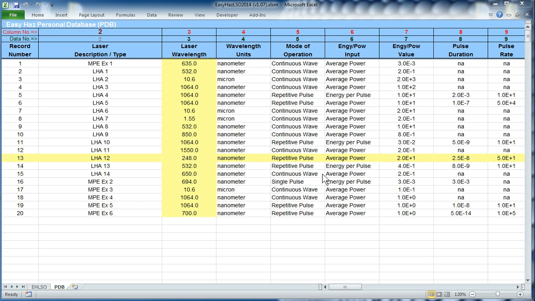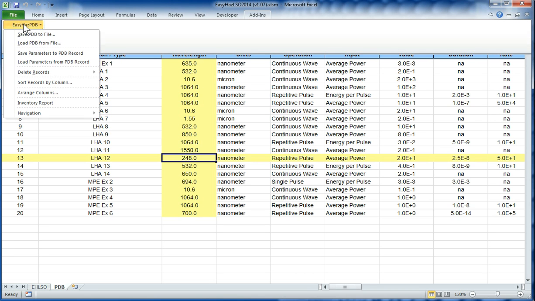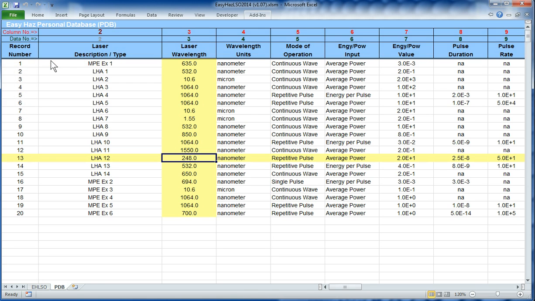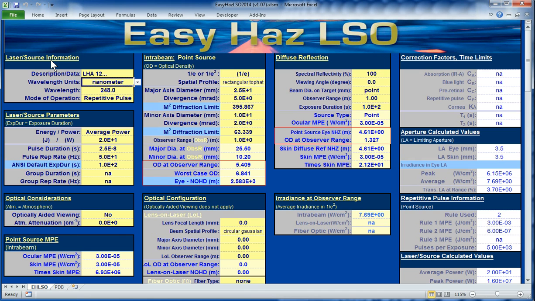All right, let's get started with our next analysis. It's analysis number 12, record 13. We've highlighted it, so we'll go to add-ins, EasyHas PDB menu, load parameters from PDB record. And we get our parameters loaded in, and this is an excimer laser.